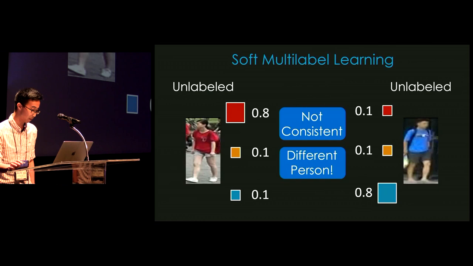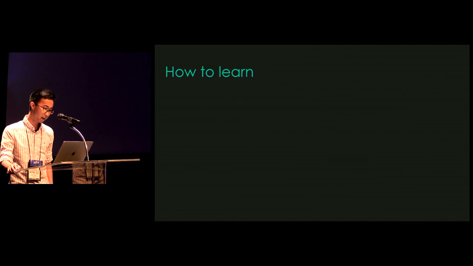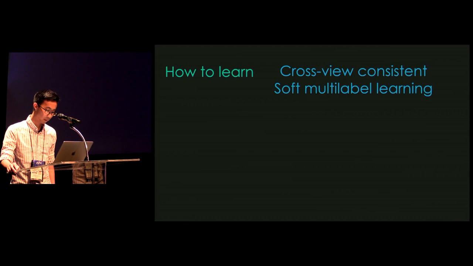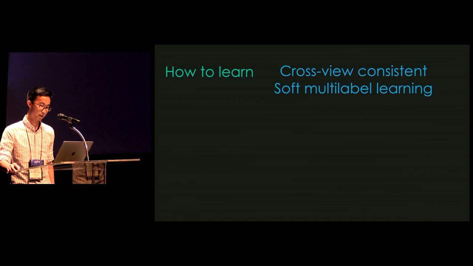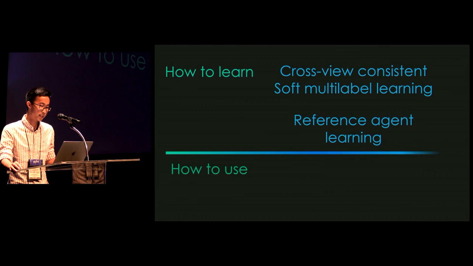Okay, with this soft multi-label concept in mind, next we briefly introduce our model. The first problem we must address is how to develop a principled learning objective for the soft multi-label. For this problem, we propose the cross-view consistent soft multi-label learning, and we will highlight it later. Another problem is how to efficiently represent the reference persons so that we can learn our model end-to-end. For this problem, we develop the reference agent learning, where we learn an agent that is a feature vector in the feature space to represent each reference person.